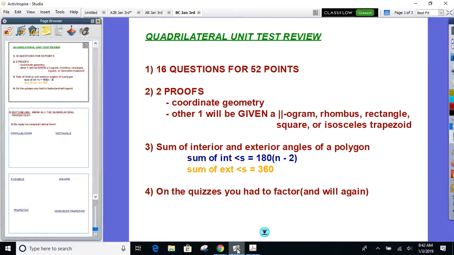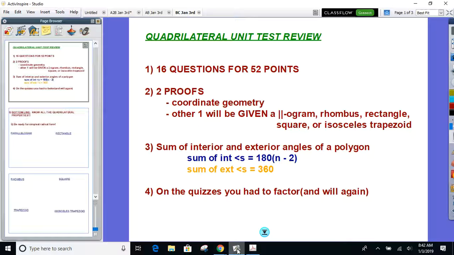Okay, so those are the two proofs. I also put number 3 on there just because I don't want you to forget about it. I think you guys are just like, I got to know my properties, got to know my properties. And yeah, you're darn right you do. But also remember our first day of the unit was the sum of the interior and exterior angles of a polygon. Sum of the interiors is 180 times n minus 2. And no matter what the figure is, the sum of the exteriors is always 360.